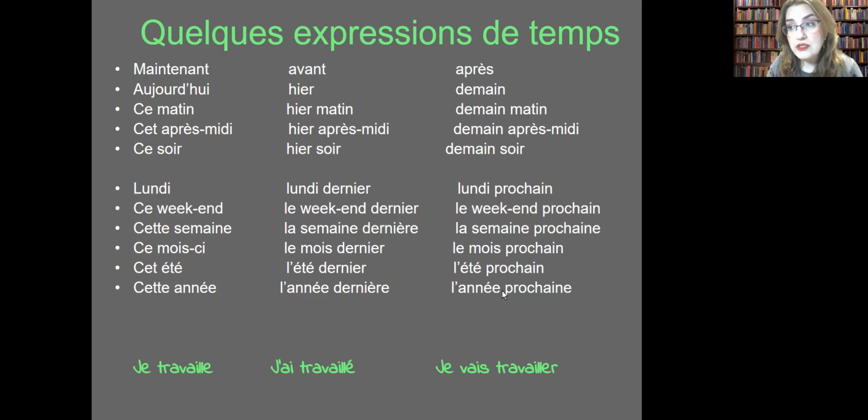The third column, on the right, is for the near future, right? Après, later or after, demain, tomorrow, lundi prochain, next Monday, l'été prochain, next summer. They all use the near future, which we've learned. This is a future form that we've learned so far. You use aller plus infinitive, right? Je vais travailler. So je travaille now, j'ai travaillé in the past, passé composé, et je vais travailler, it's in the future. D'accord.